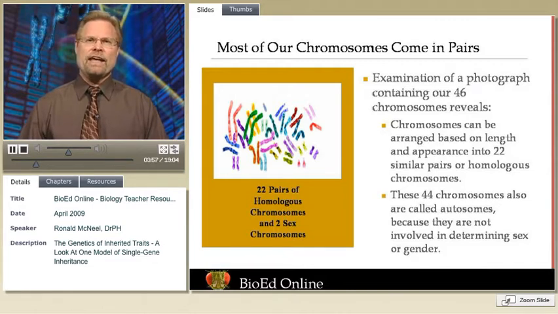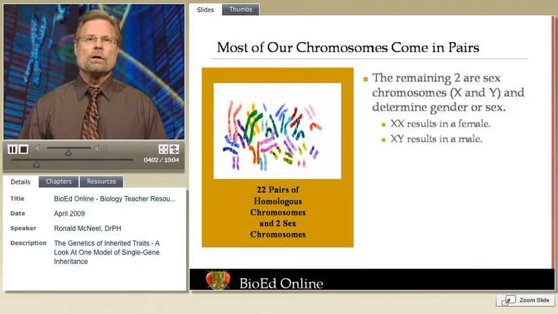So far, we have accounted for 44 of the 46 chromosomes. The remaining two are the X and Y chromosomes, our sex chromosomes. Certain combinations of these two chromosomes determine a person's gender: XX for a female and XY for a male. So in total, humans have 22 pairs of homologous chromosomes and 2 individual sex chromosomes.